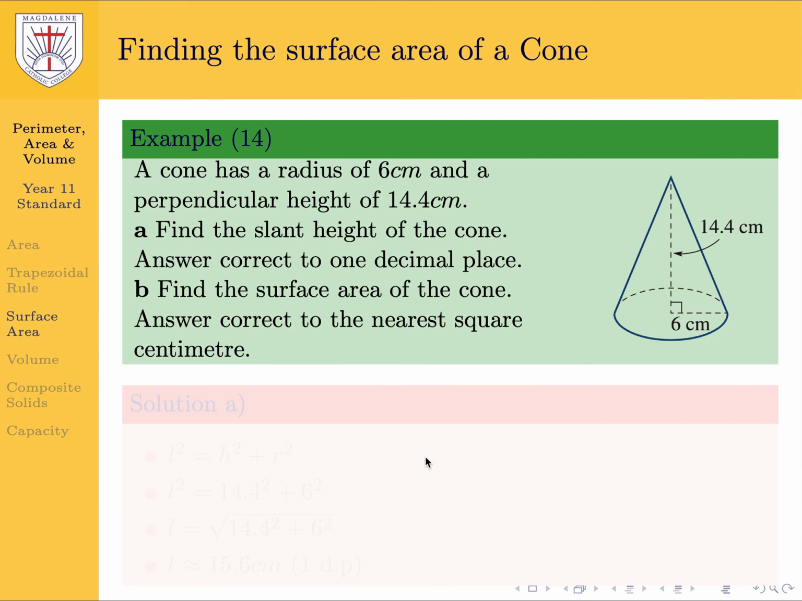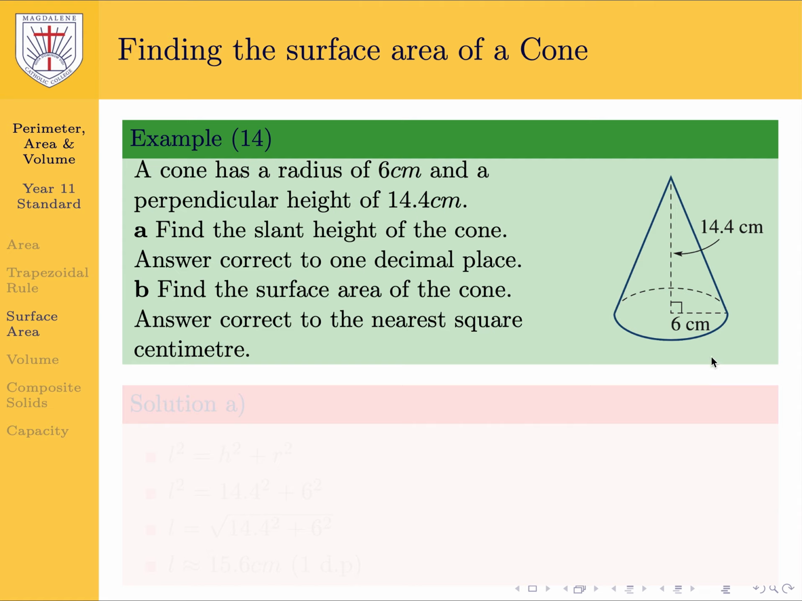Now we're going to apply that to an example. For this example, there are 2 parts. The first part: a cone has a radius of 6 centimeters and a perpendicular height of 14.4 centimeters, which you can see in this diagram. And A asks, find the slant height of the cone. Answer correct to 1 decimal place. So, like I said, we don't need the H in order to find the surface area of a cone. But if you don't have the slant height, you need the H.